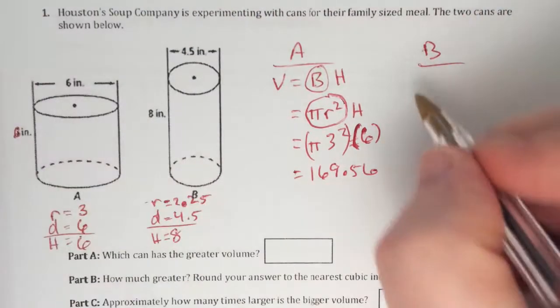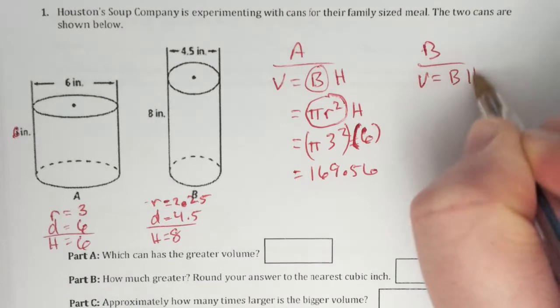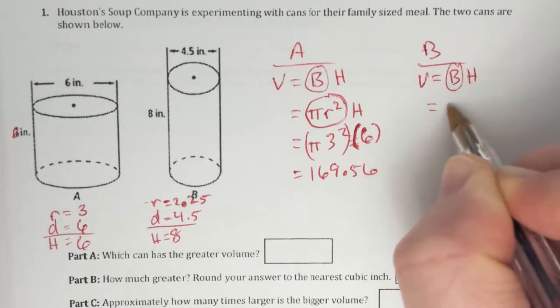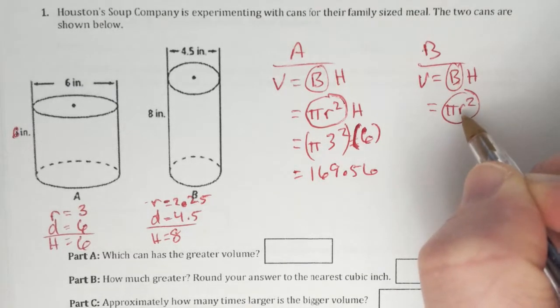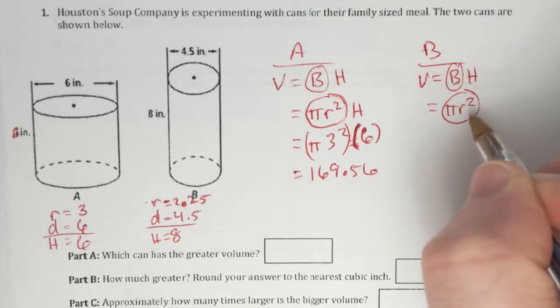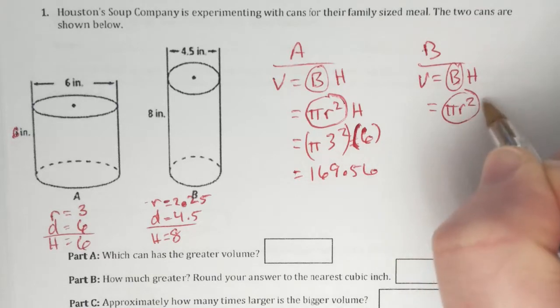Okay, over here, B. Do the same thing. Volume equals base area times the height. We replace the capital B with pi r squared. So the base area, what shape is the base? A circle. So it's circle area times the height. Circle area is pi r squared.